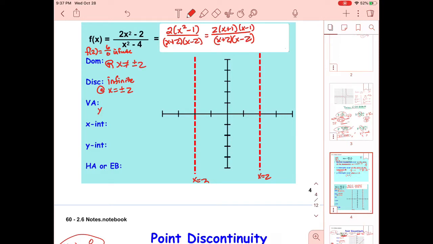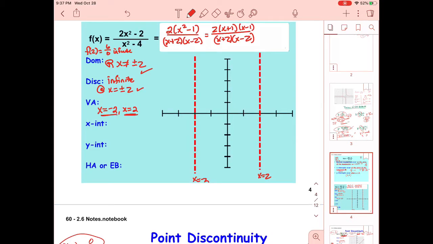The domain is all reals. X cannot equal plus or minus 2. Vertical asymptotes will occur at x equals negative 2 and x equals positive 2. And we do want you to write that out as two separate equations of lines. You can't write plus or minus on that. It's okay to write plus or minus where there's discontinuity, and okay to say the domain plus or minus. But when you actually state the vertical asymptotes, you must state them as two separate lines.